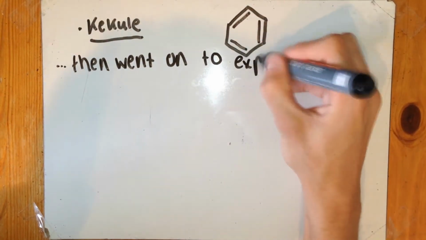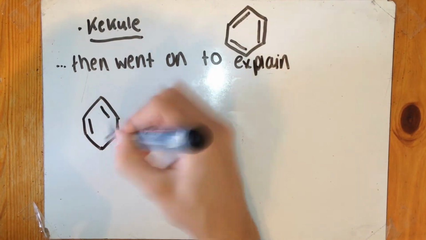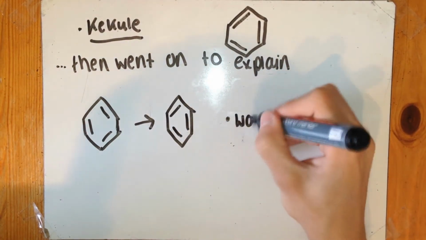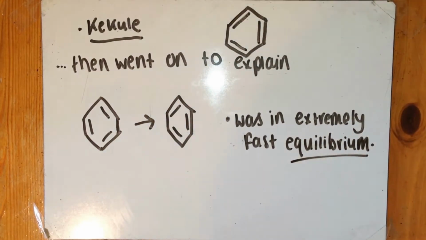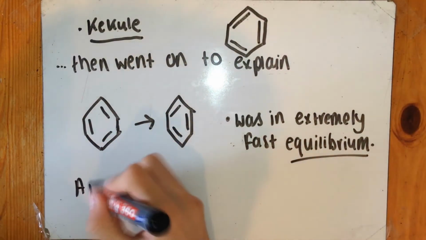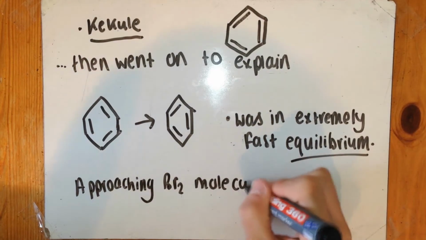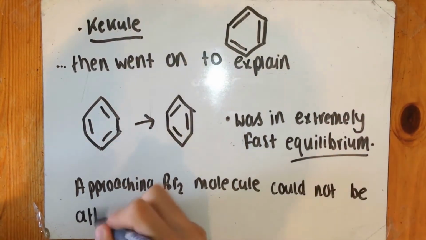Kekule went on to argue that benzene was constantly in an extremely fast equilibrium, changing the position of the double bonds. Kekule claimed the reason for the lack of reactivity was that an approaching molecule, such as a Br2 bromine molecule, couldn't attract to the change in double bonds.